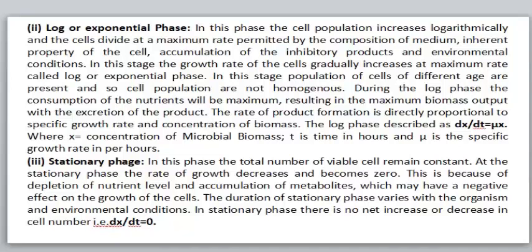Sometimes, suppose we are culturing for certain acidic metabolites, then that kind of acid will also be released in the culture. That acid will also inhibit the growth of the organism. So here the rate will be 0.